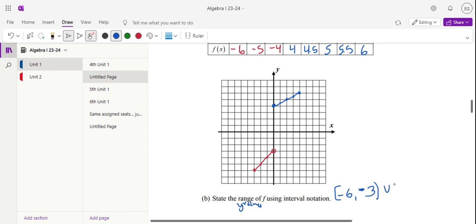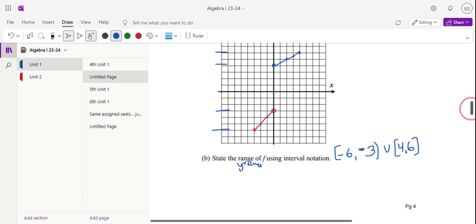And then I'm going to put a U, or you can put a comma in there. And then from here, we're at 4, and we go all the way up to 6. And it's inclusive of it. So we're going to do a bracket, 4, 6, and another bracket. So that is my range, which just says that the function is between these different values within this problem.